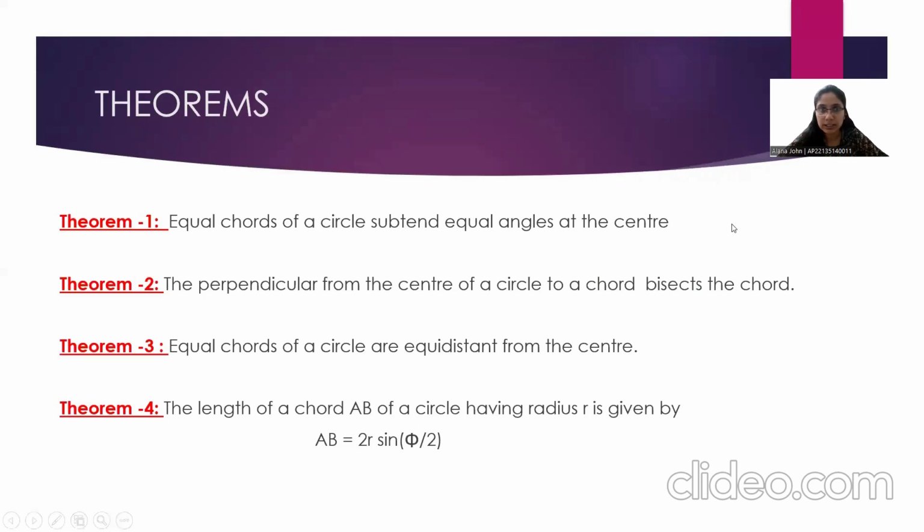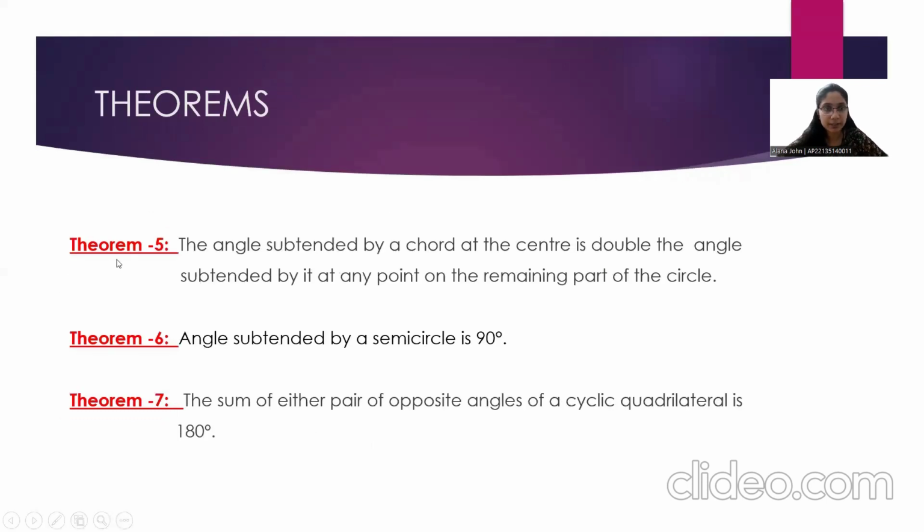So let's move on to the next theorem. What was theorem 5? Theorem 5 states that the angle subtended by a chord at the center is double the angle subtended by it at any point on the remaining part of the circle. This theorem we discussed in detail in the last lecture. So the theorem states that if a chord subtends an angle at the center, and if you are taking any other angle subtended by the chord in any other part of the circle, then it will be exactly half of that angle subtended at the center. This is a very powerful theorem.